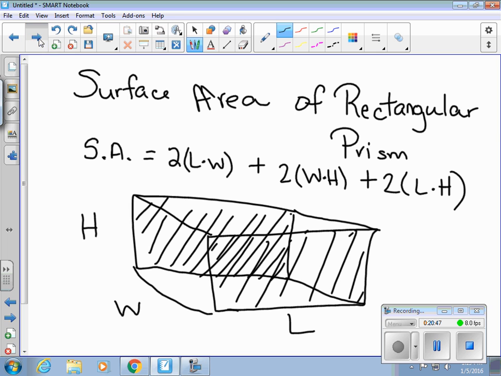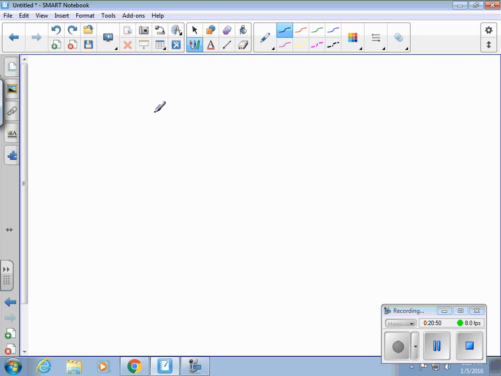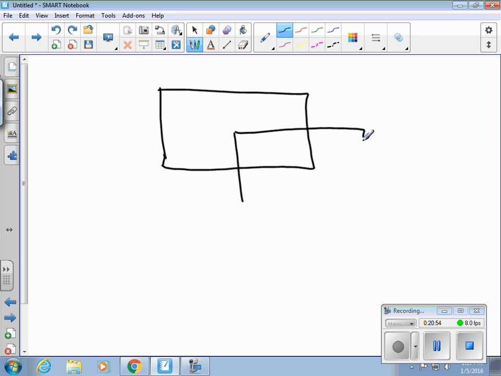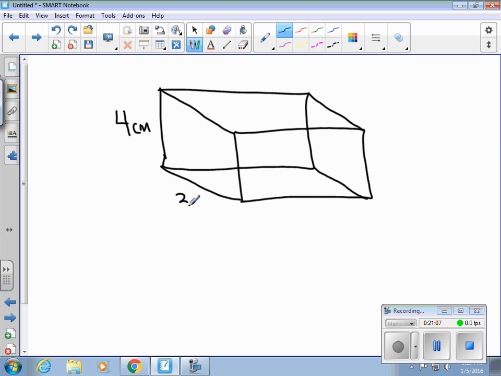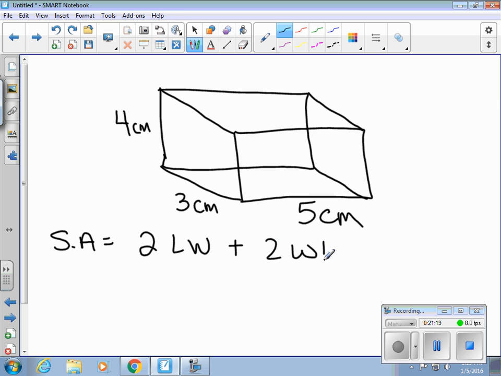Now, I'm going to jump ahead. You're good to keep following where you're at. I'm going to draw us another little rectangular prism. Let's say this is 4 centimeters, this is 3 centimeters, and this is 5 centimeters. Okay? First thing you're going to do is copy your formula. 2 length times width plus 2 width times height plus 2 length times height.